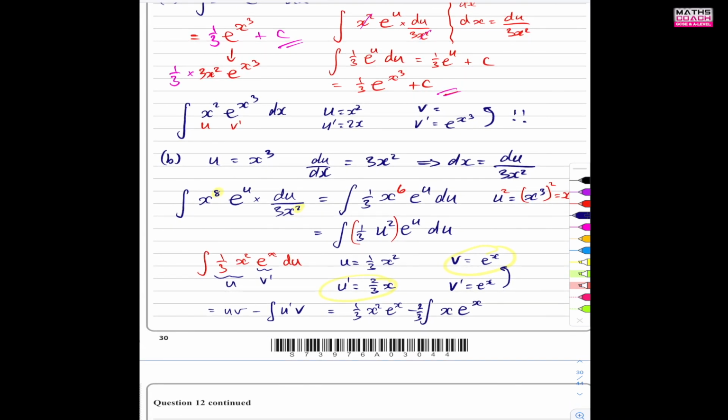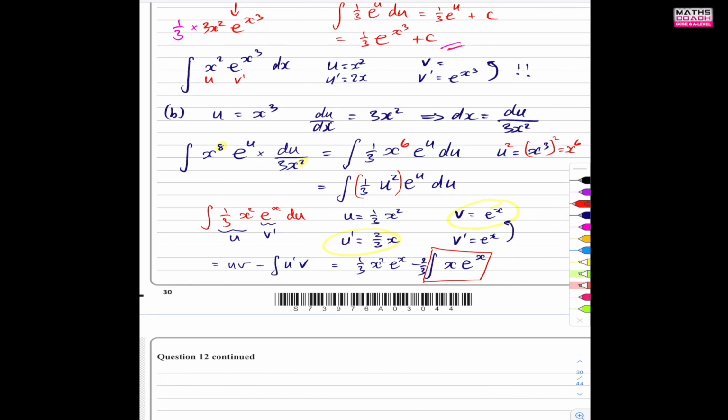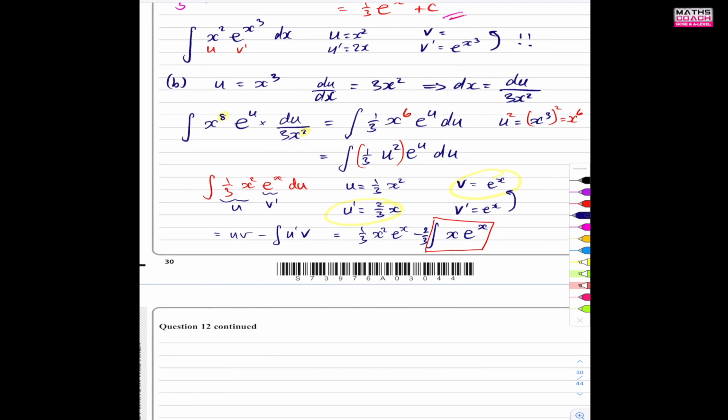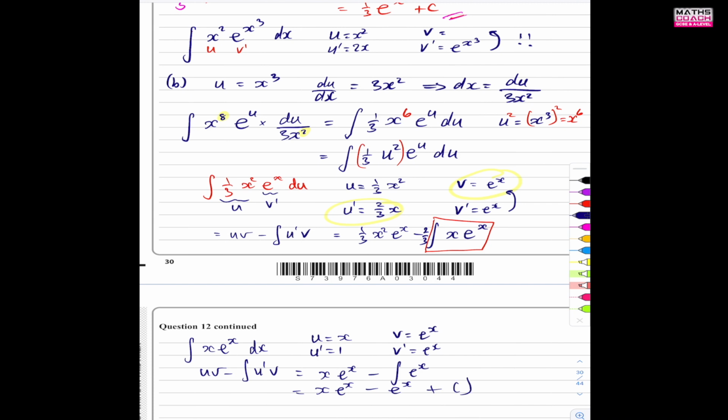You probably notice that we now have to do by parts again on this bit. So I'm just going to put that aside. We're going to do integration of x e to the x now with respect to x. So u equals x now, u dash equals 1, v dash equals e to the x, so v equals e to the x. Again, that's uv minus integration of u dash v. So u times v is x e to the x minus integration of u dash v, which is just e to the x. So that is x e to the x minus e to the x, and then plus constant. I'm not going to put plus constant c in just yet.